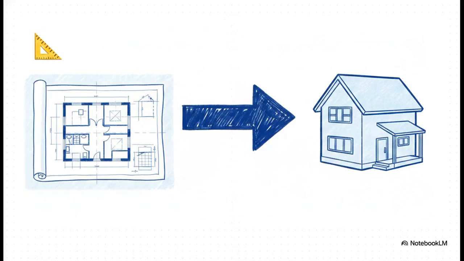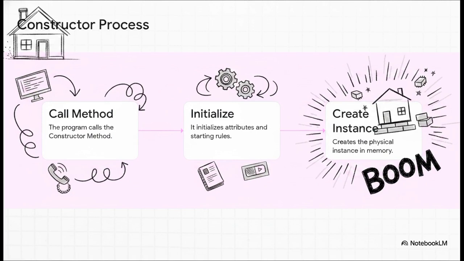The contrast here makes it super clear. The class is that architectural blueprint, mapping out where the doors and windows go. But the object, that's the actual physical house built from those plans. You can't live inside a blueprint, right? You live in the object. So how exactly do we bridge that gap from blueprint to reality?